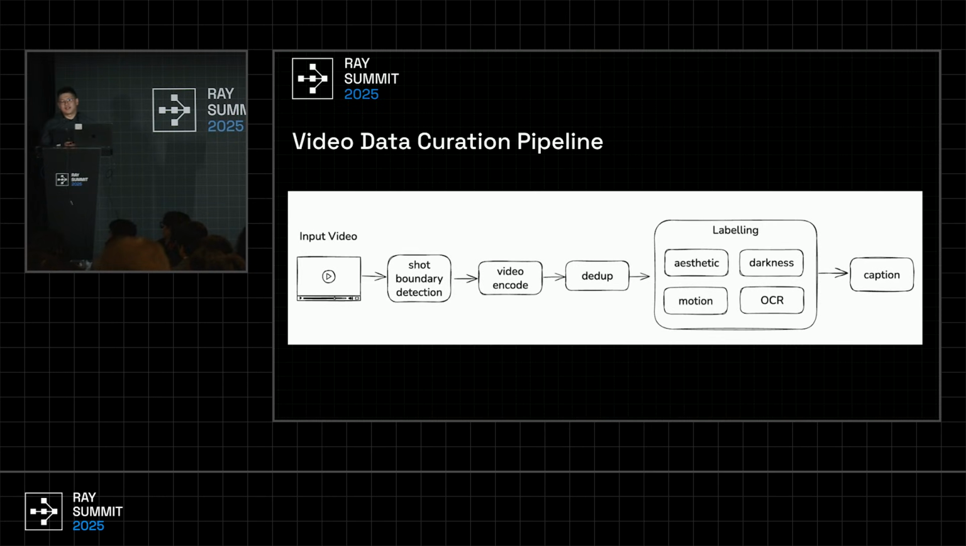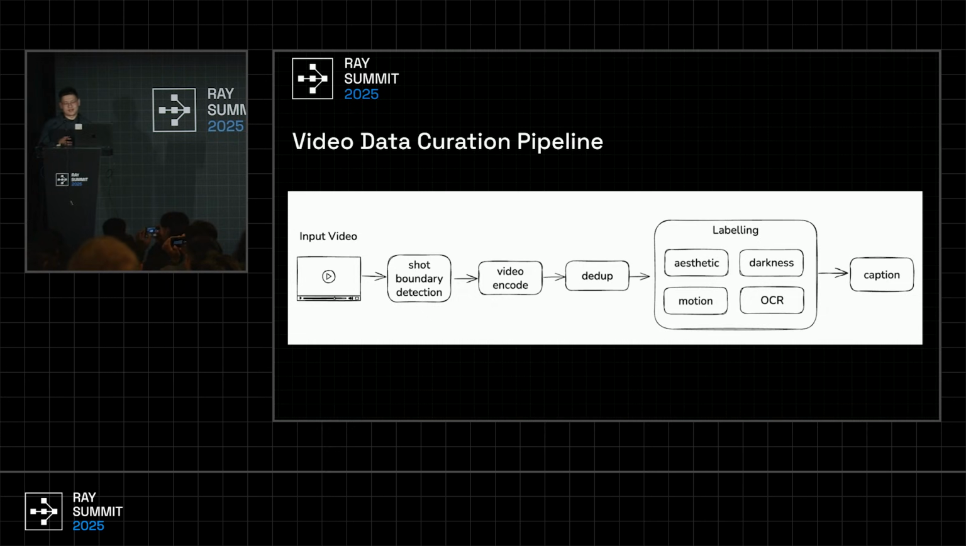So this is a typical video data curation pipeline. The input will be some videos. Then we will do shot detection, scene detection, so the video will be cut into several clips. Then we will run some video encoding algorithms to save the videos with our FPS, H.264, this kind of specifics. And then another thing that we will do is dedupe.